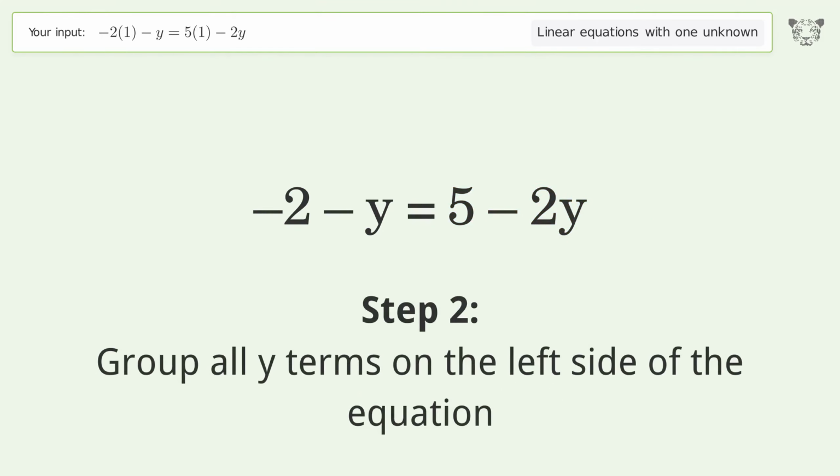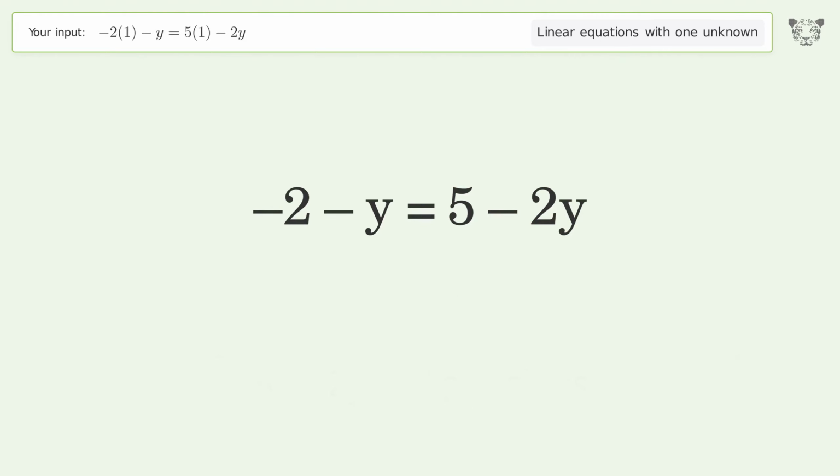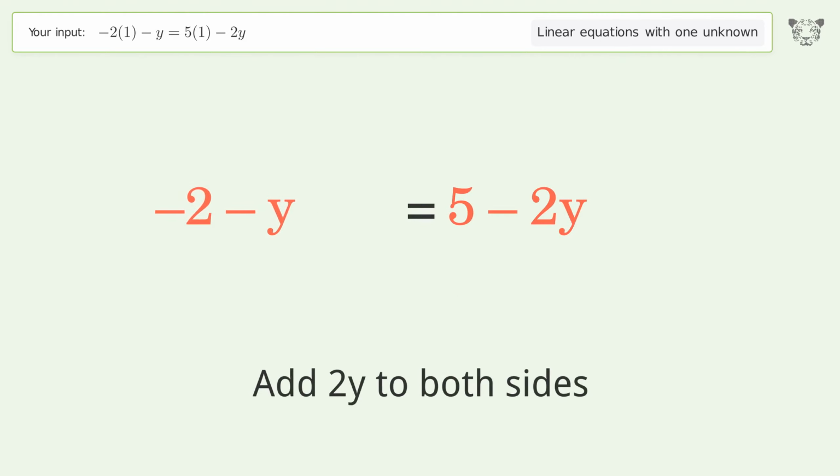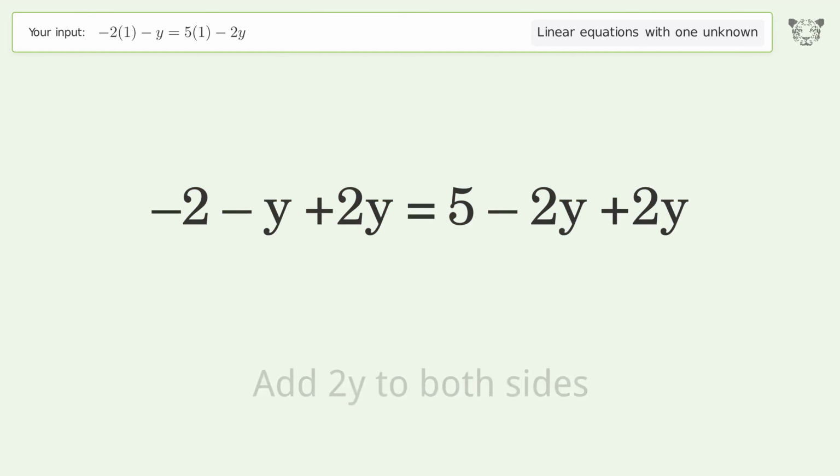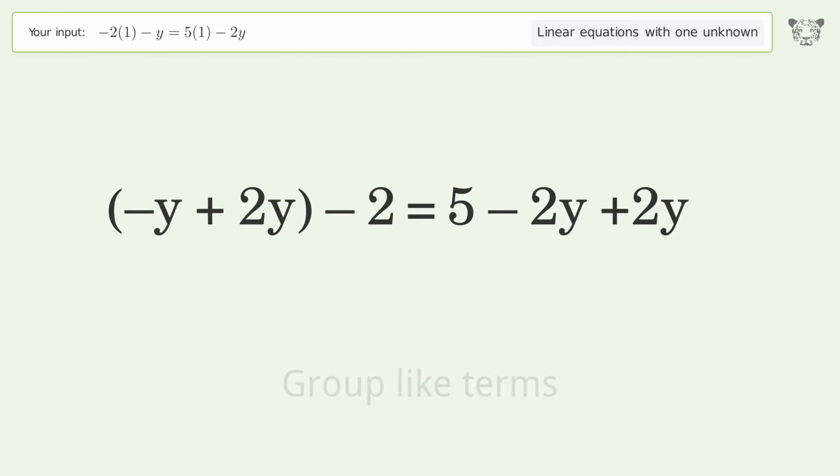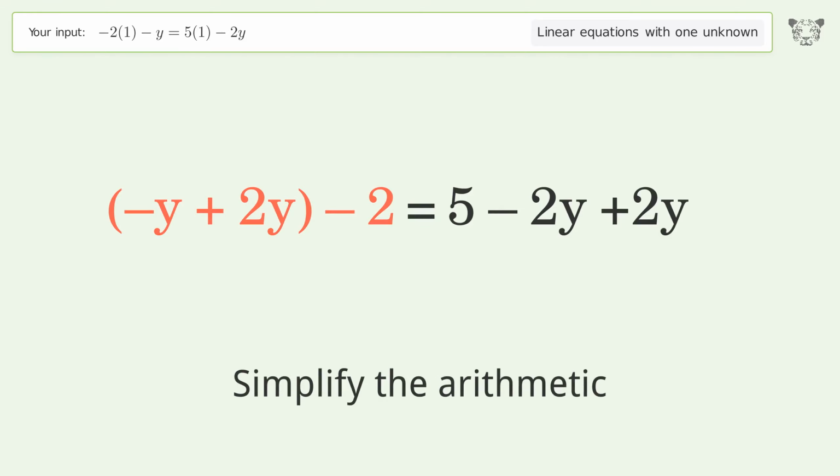Group all y terms on the left side of the equation. Add 2y to both sides. Group like terms. Simplify the arithmetic.